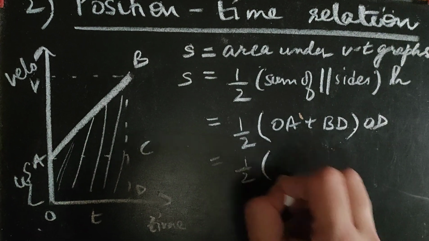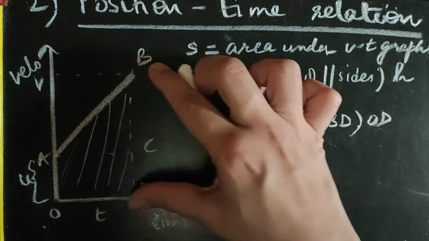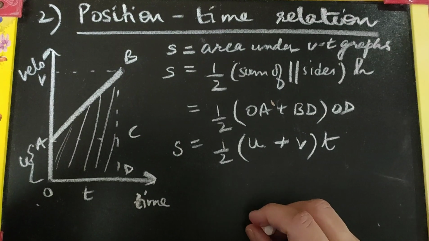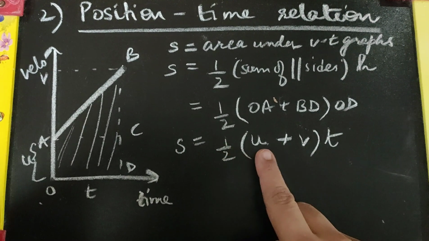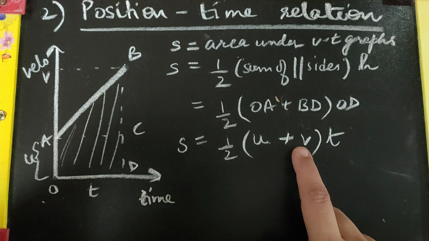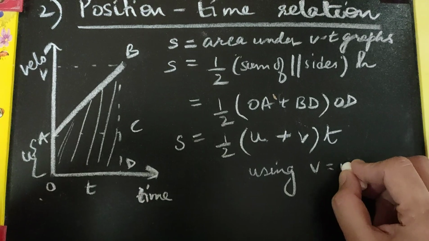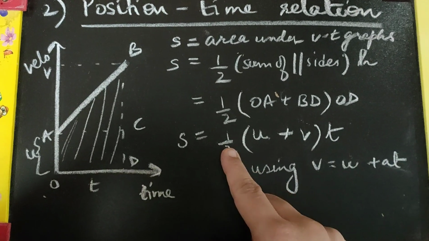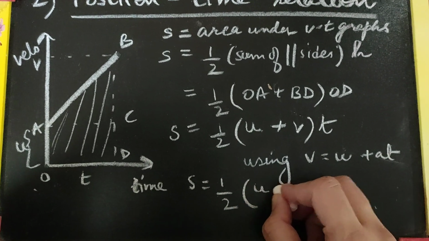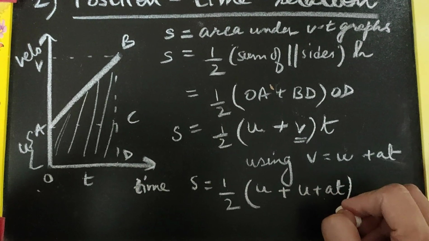So again, writing OA as initial velocity U, BD as the final velocity V, and OD as the time interval T. So S is half (U plus V) times T. If I substitute here from the first equation V as U plus AT, this equation now becomes S is half U, plus, instead of this V, I am going to write now U plus AT, times this T.